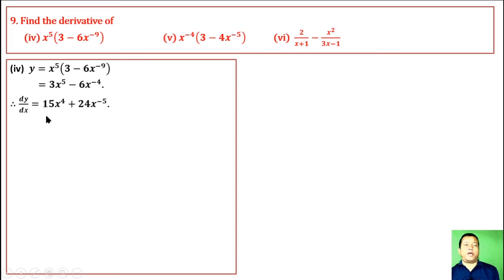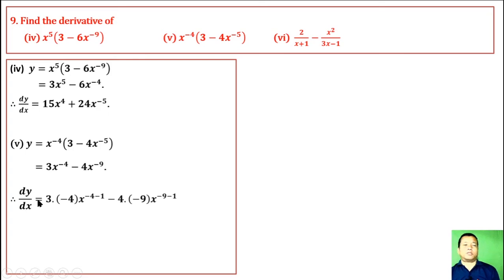Therefore, dy by dx is 5 times, we get 15x power 4 minus 4 times, plus 24x power minus 5. Roman number 5. Y equal to x to the power minus 4 times of 3 minus 4x power minus 5. Actual multiply, we get this. 6 power, we get minus 4 times of x power minus 9.